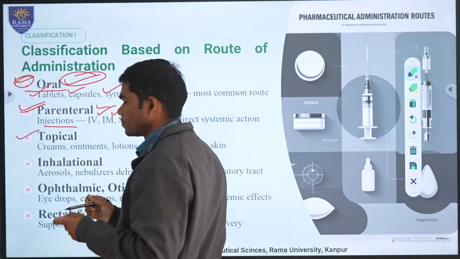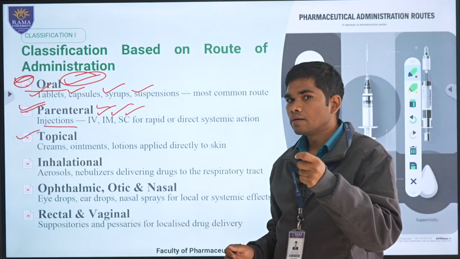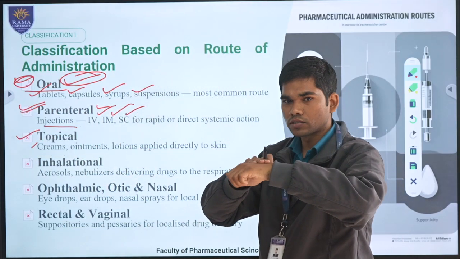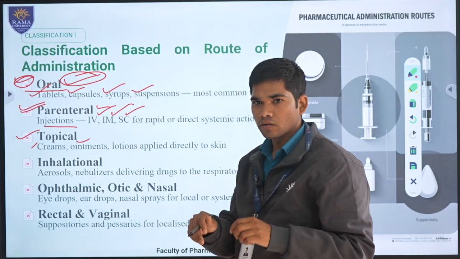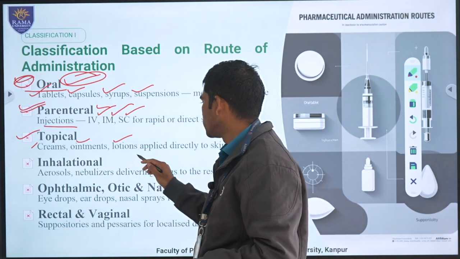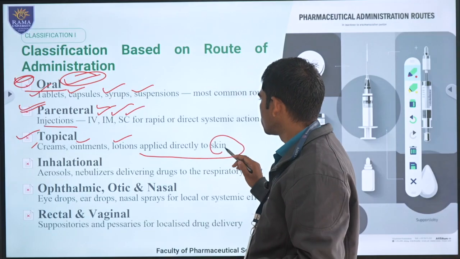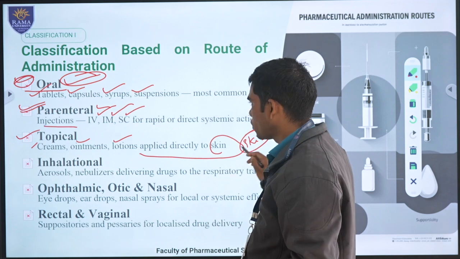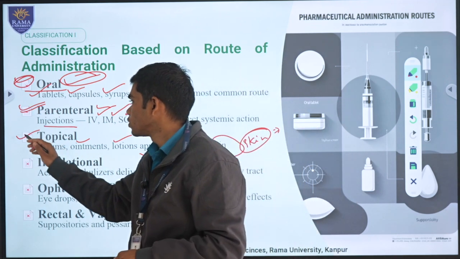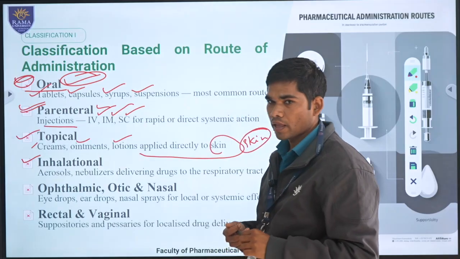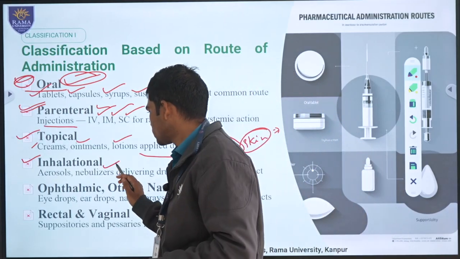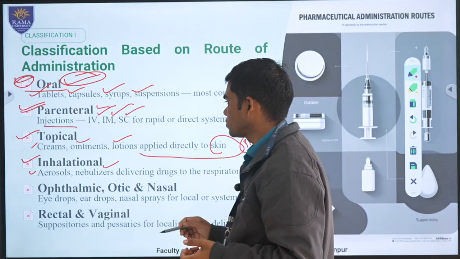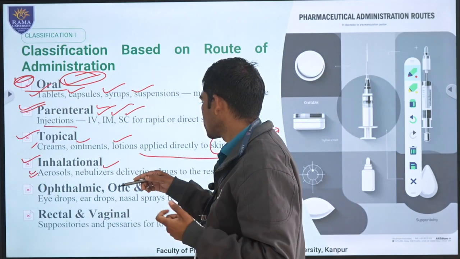For patients who are unconscious, the drug is given through IV or IM. Then the topical: some dosage forms come under the classification of topicals, like cream which is applied on the skin surface, ointment which is also applied on the external layer of the skin, and lotion which is applied directly to the skin. So the skin is the organ which absorbs the drug API through topical. Next is inhalation: aerosols, nebulizers, and inhalers, where the drug is inhaled in a gaseous form.